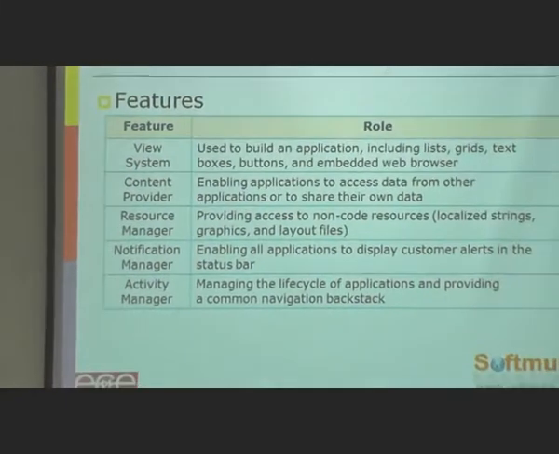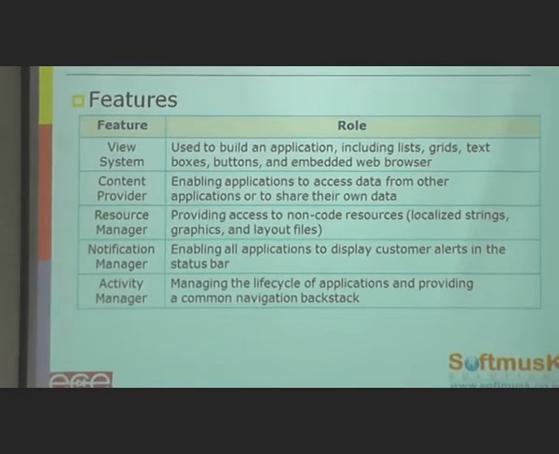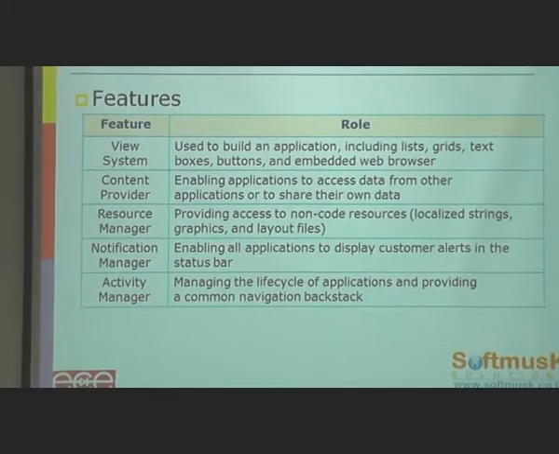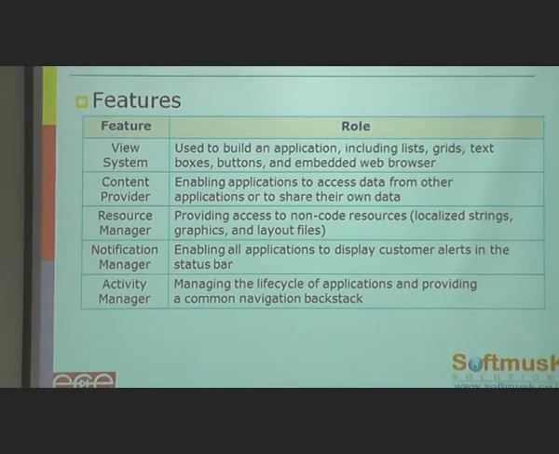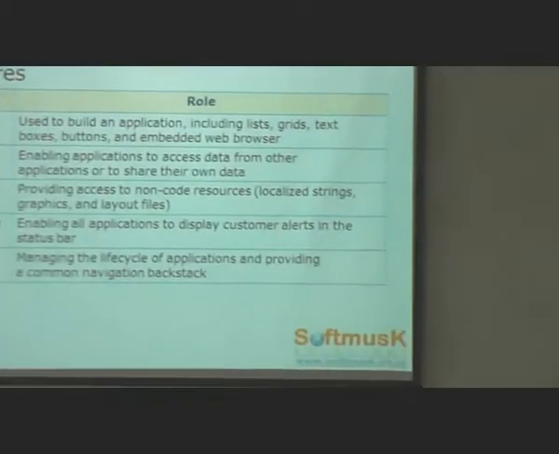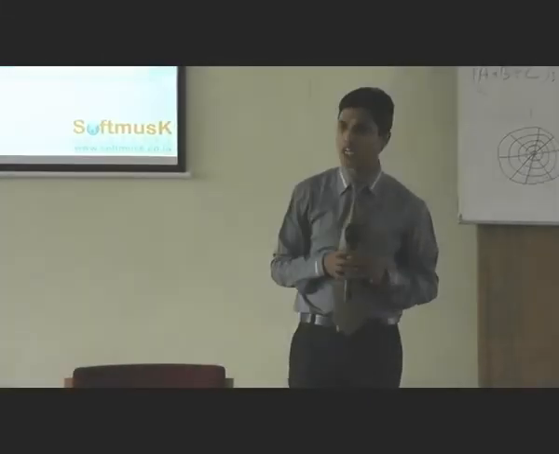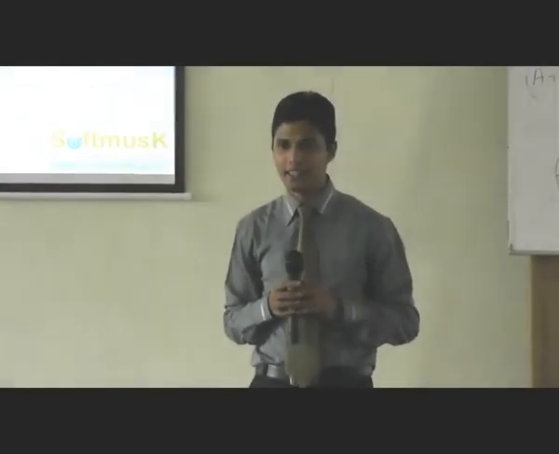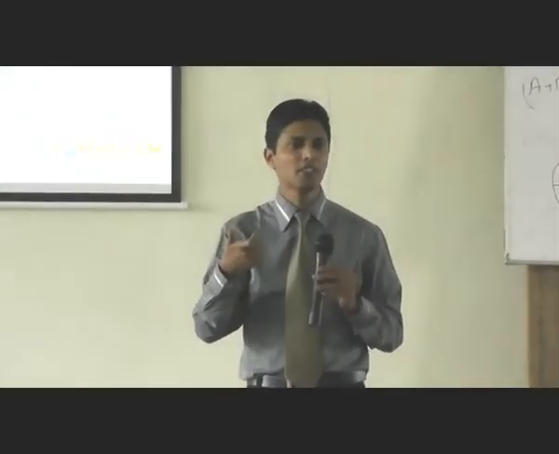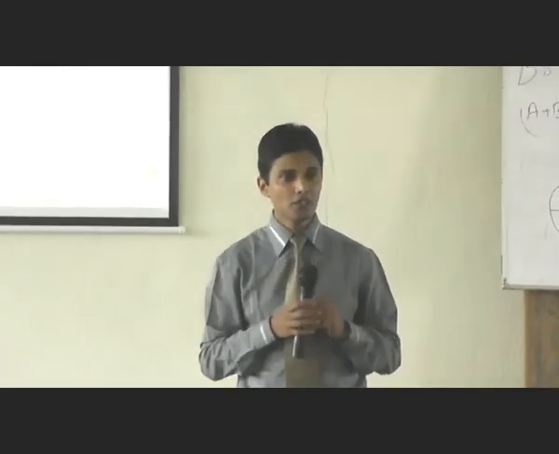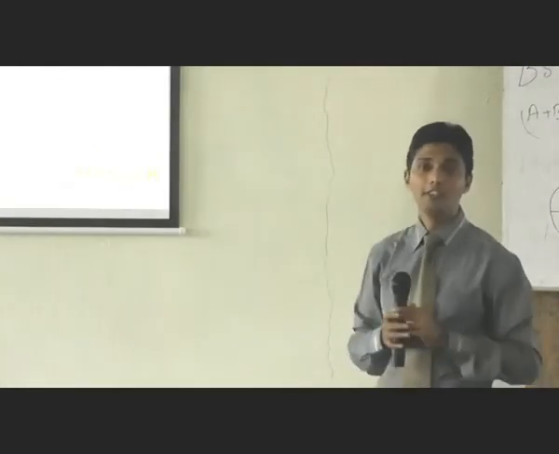Coming to the features of Android, the view system is used to build an application, including lists, grids, text boxes, buttons, and embedded web browsers. As in Java, you have AWT, or as in C++, you have a graphics library. You have components there. In Java, you have buttons, text boxes, and in dotNet also you have them. So those things you have here in something called the view system.